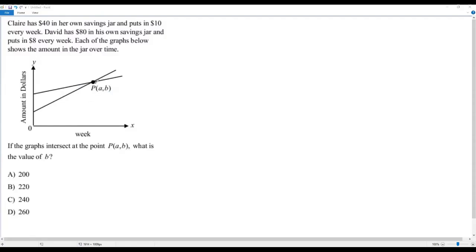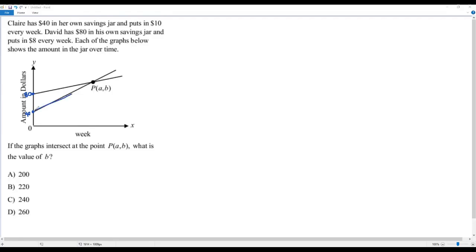How do we get the equations of the two lines? For that, we have to use the given information. Here we have y-intercepts for both the lines, and this y-intercept represents the initial value of both the people, because at the y-intercept the number of weeks is 0, that is, we have weeks on the x-axis. So the initial value for Claire is $40, and the initial value for David is $80. So here we can take 40, and here we can take 80.